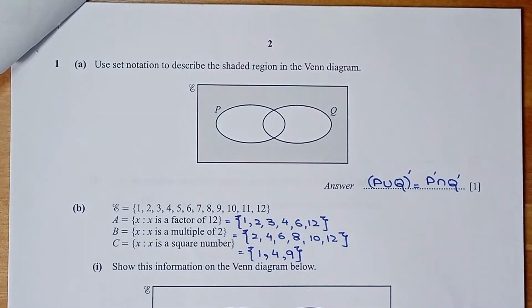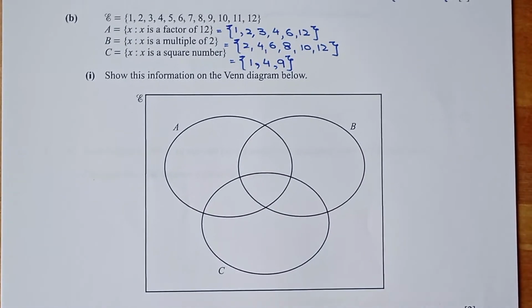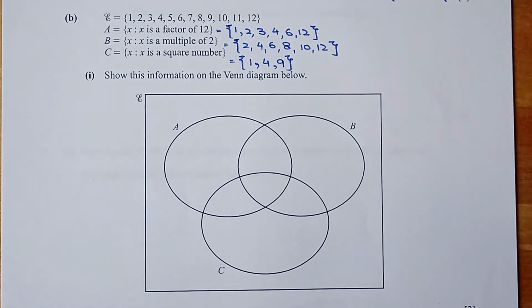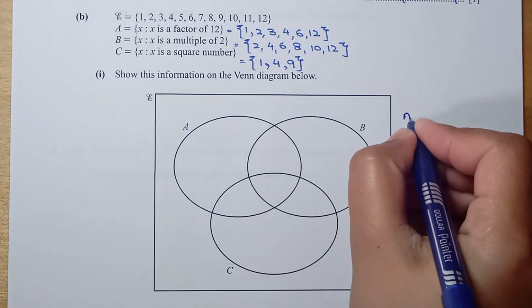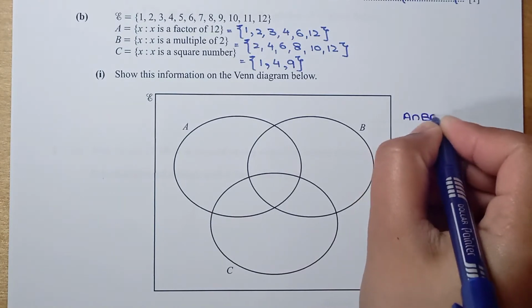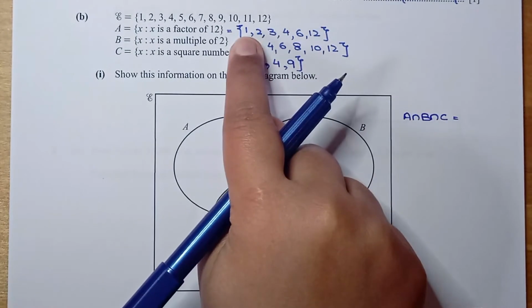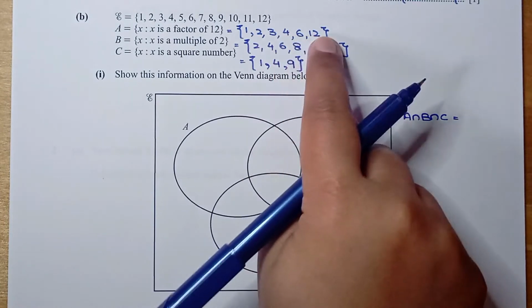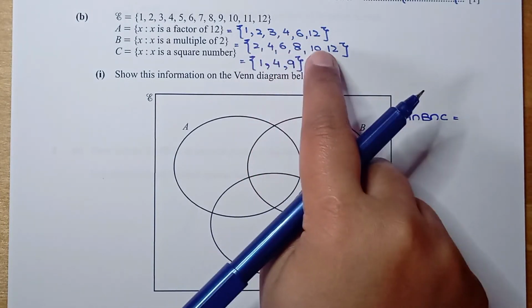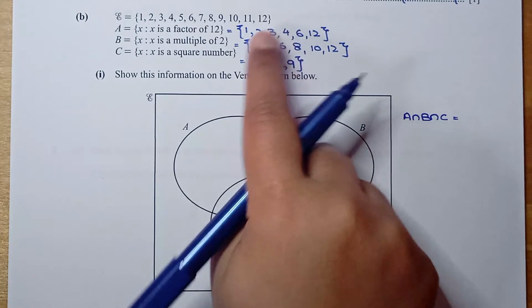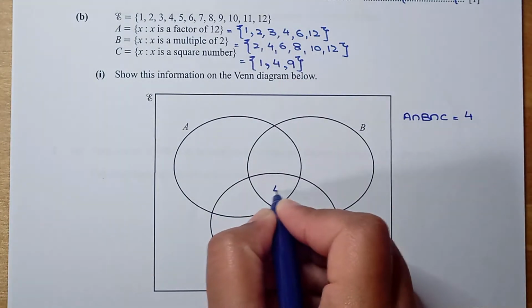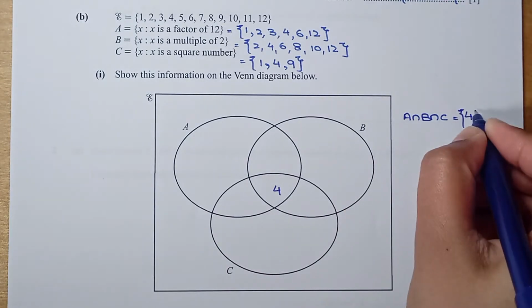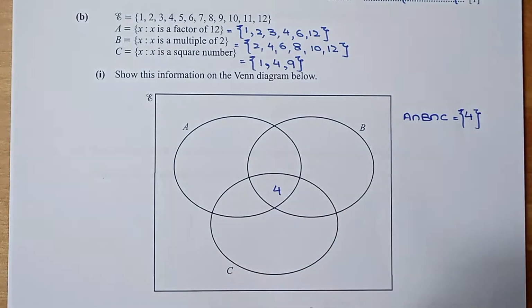Okay, now for the first part, show this information in the Venn diagram below. First we need to find the intersection of the three sets, A intersection B intersection C. So 1, 2, 3, 4, 6, 12; 2, 4, 6, 8, 10, 12; 1, 4. So 4 is the common number in all three. So 4 is in here, the intersection of all three sets.